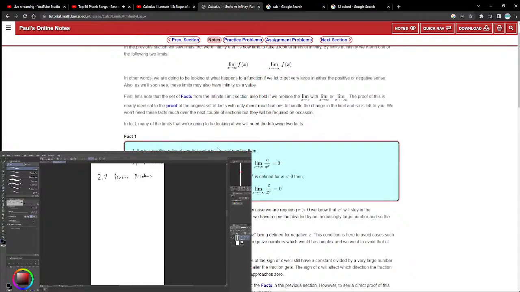If R is a positive rational number and C is any real number, then the limit is equal to 0. If R is a positive rational number, C is any real number, and x to the R is defined for x less than 0, then the limit is also 0. Okay.